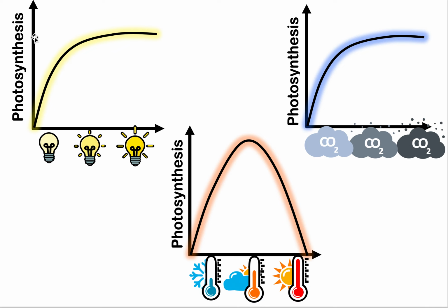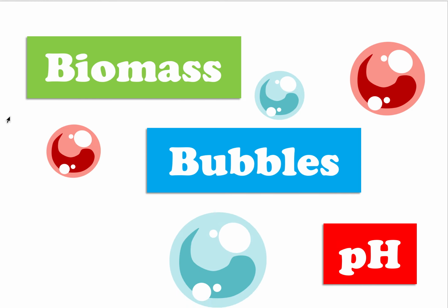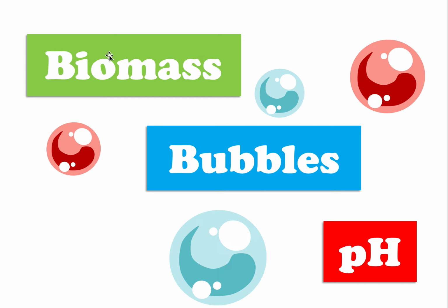But how can we measure photosynthesis? Like, how do you do that? You can't measure photosynthesis with a ruler or with a thermometer. So how do you measure it? Okay, that's what we're going to be discussing right now. There are three ways that we can measure photosynthesis, and those include biomass, bubbles, and pH. Okay, let's go on to the first and easiest one, biomass.